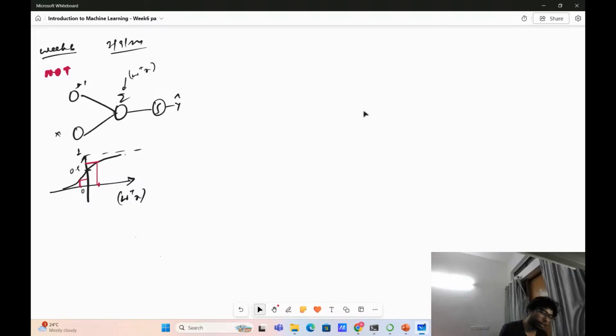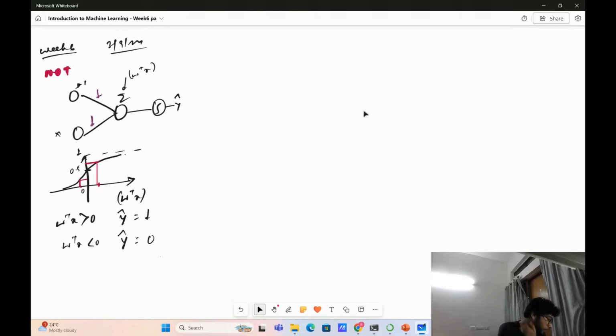In the first case, it will be 1. So let me write it down here. If W transpose X is greater than 0, then Y hat would be 1. If W transpose X is less than 0, Y hat would be 0. Right? Okay. Now, let us first choose some random weights for the perceptron model. Let me first give it as 1 and 1. Let's see what happens just as a trial.